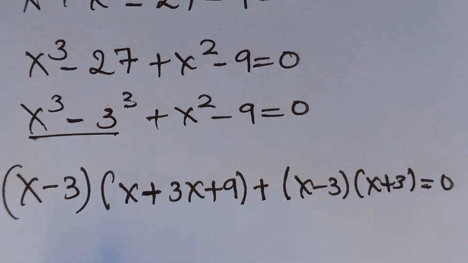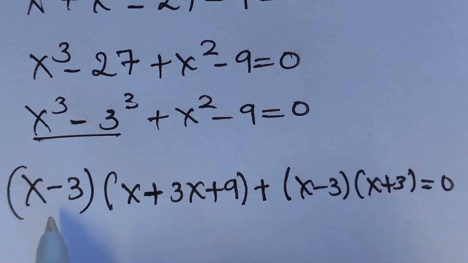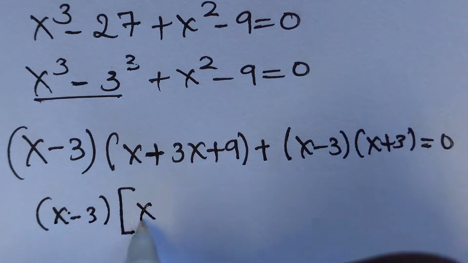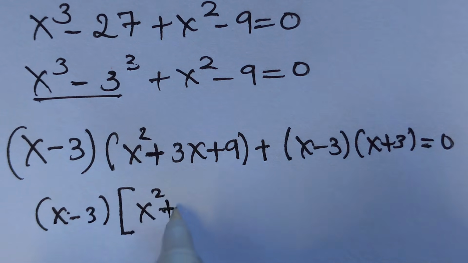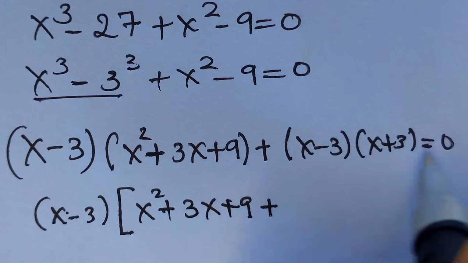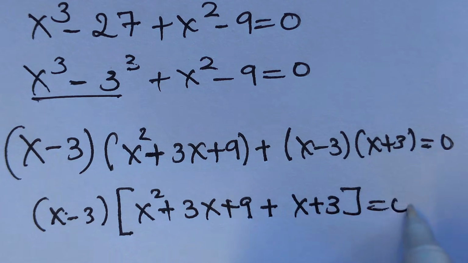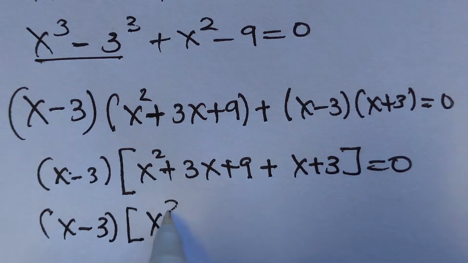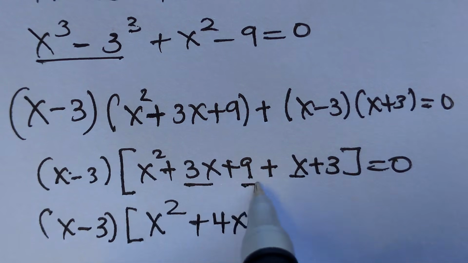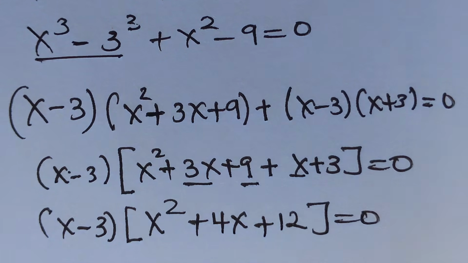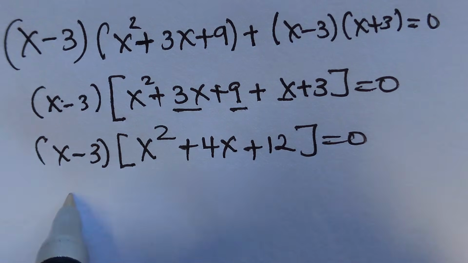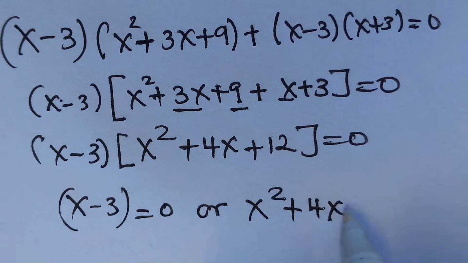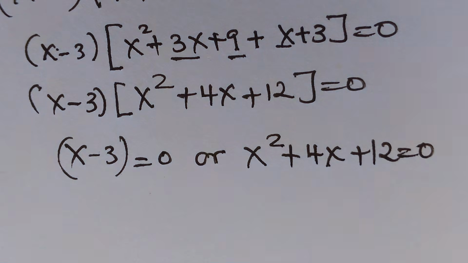Alright, this is what we have right now. Here we have x minus 3, which we can factorize out: (x minus 3) open bracket x squared plus 3x plus 9, plus x plus 3, close bracket, which equals 0. Then we shall get (x minus 3)(x squared plus 4x plus 12) equals 0. We write this as x minus 3 equals 0, or x squared plus 4x plus 12 equals 0.